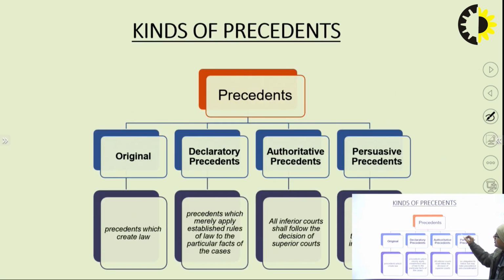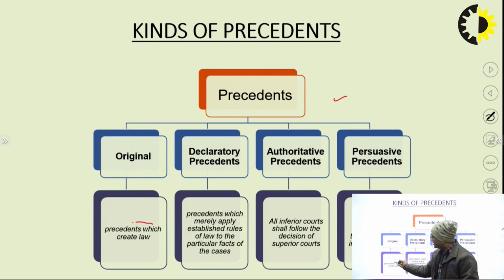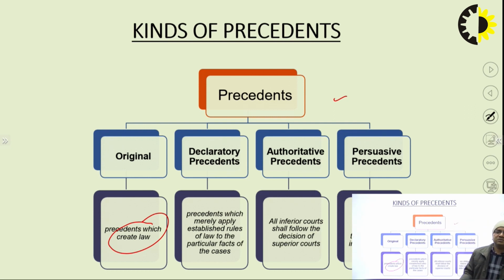Then again, the kinds of precedents. Firstly, the original precedents. Suppose a particular case comes in front of a court, and the court realizes that it is a unique kind of case, and the court has given a particular judgment on it. Then that judgment will act as a precedent for the subsequent cases. So it will be considered the original one.